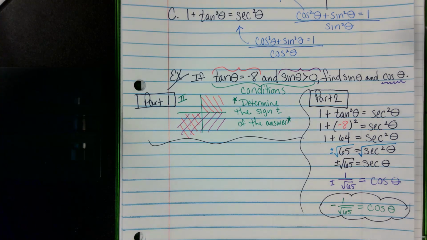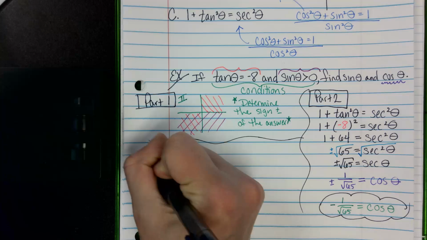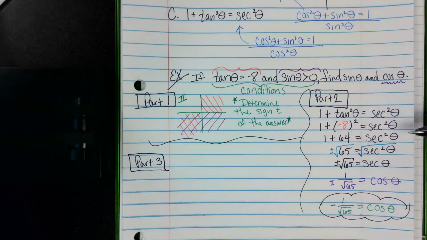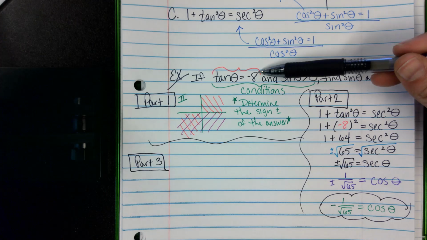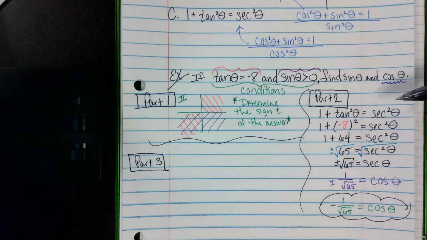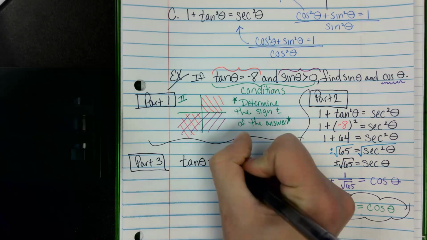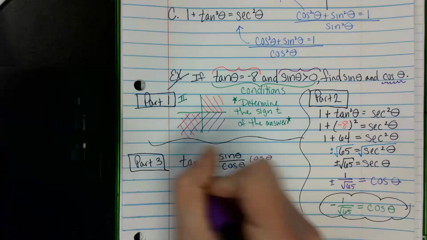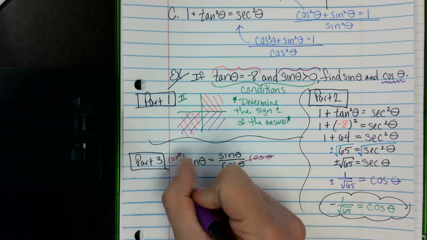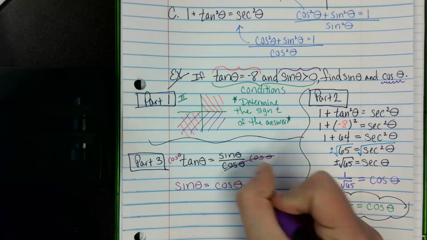All right, so this problem said to find sine and cosine. We did find cosine. So to find sine, we're going to do part 3. But the nice thing is we don't really need to use Pythagorean again, because we already have cosine and we have tangent from the beginning. So if there was an identity that has tangent and cosine and sine in it, we could use that, like the quotient identity that tangent theta equals sine theta over cosine theta. I want sine by itself because I'm solving for sine, so I'm going to multiply both sides by cosine theta. So sine theta equals cosine theta times tangent theta.